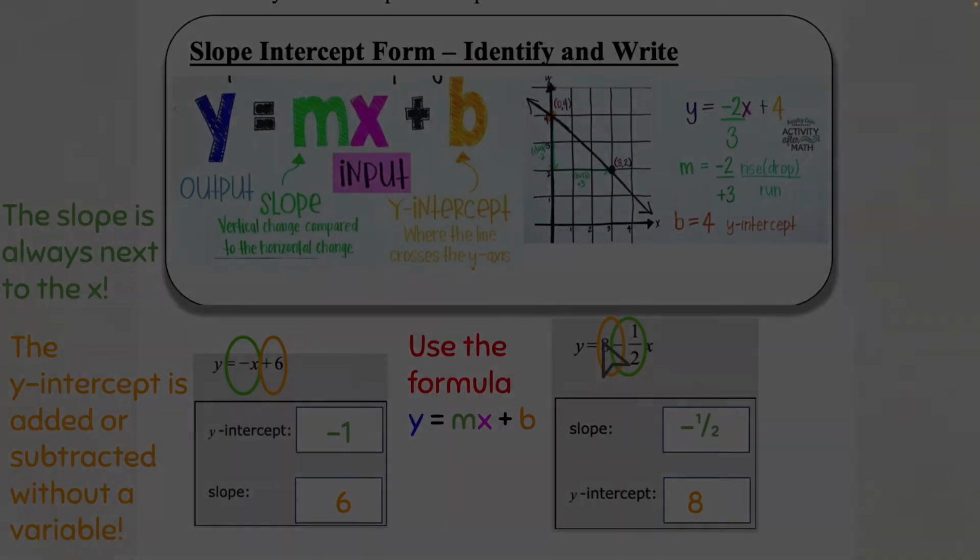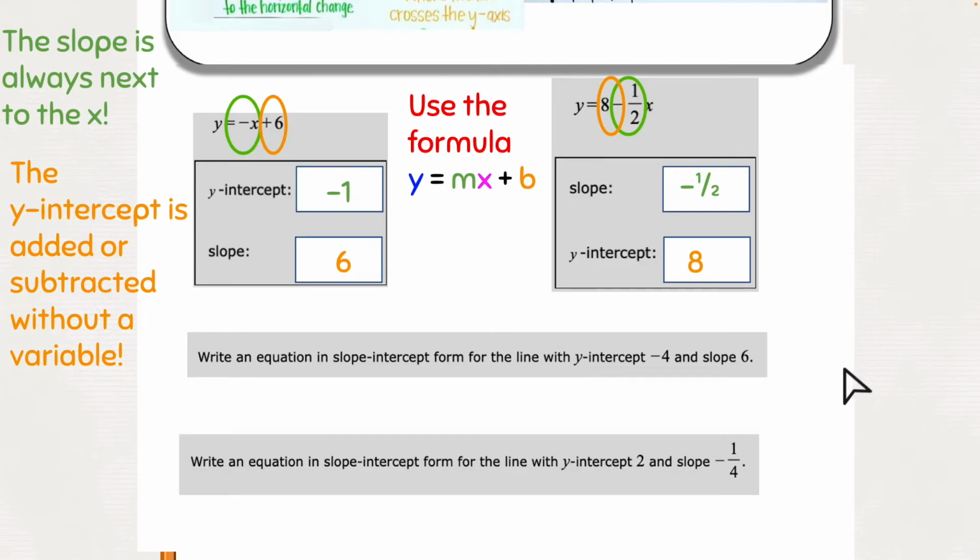All right, so let's look down here. Now we're going to just write the equation. So remember, we're still going to use this formula, and y and x are going to stay y and x. All we're going to do is plug in the slope and the intercept. That's it. So all we have to do is read the problem: write an equation in slope-intercept form for the line with a y-intercept of -4 and slope 6. So I have those two pieces.